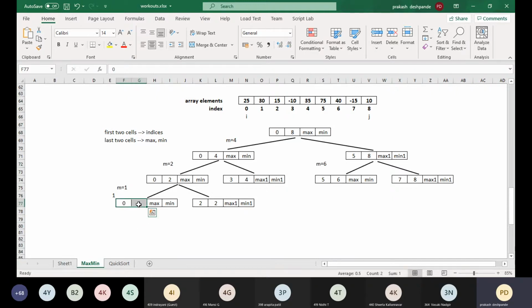So between these two indices, that is 0 and 1, what are the elements we have? At 0 we have 25 and at index 1 we have 30. Now between these two, which is maximum? 30. Then obviously the minimum will be 25. Right? So this small problem is now solved. Now we need to solve the next small problem. Which will be the next small problem that has to be solved?